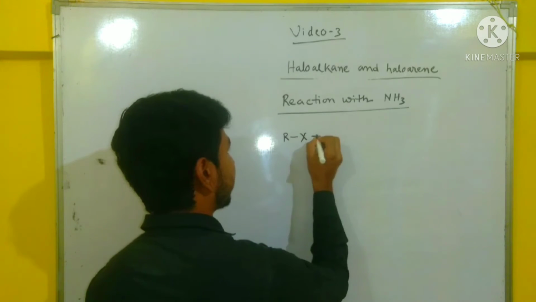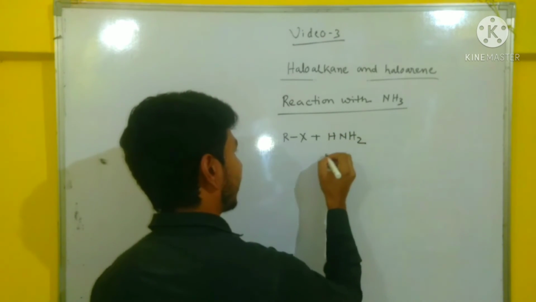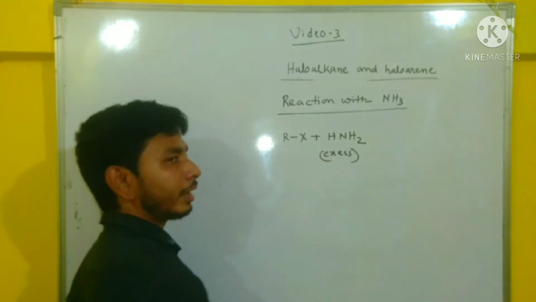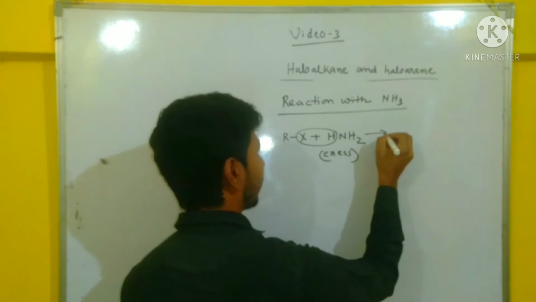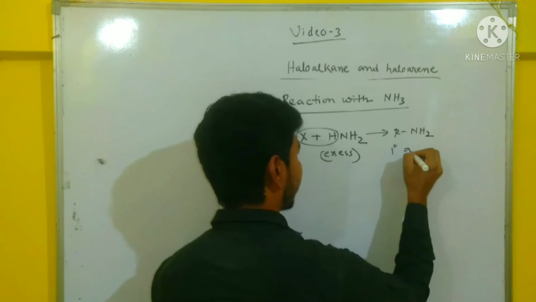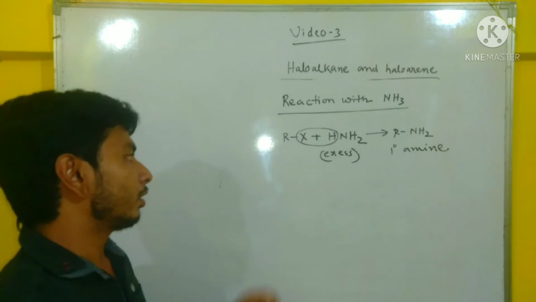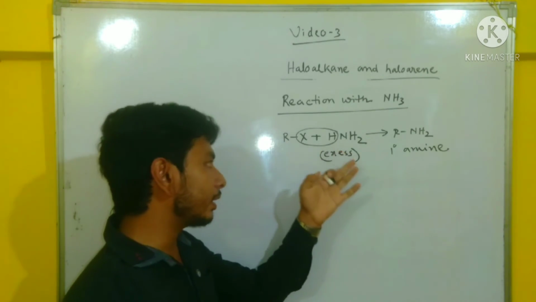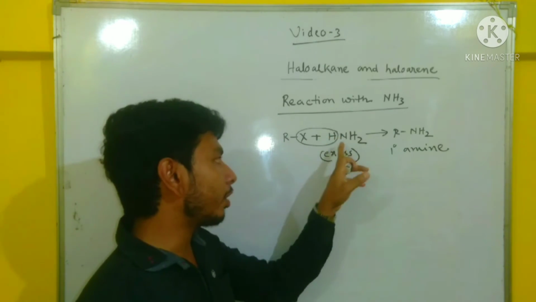So RX plus NH3, ammonia in excess. If ammonia is taken in excess, HX is removed, so we are getting RNH2, that is 1 degree amine. So here alkyl halide is not present in excess. In this reaction, alkyl halide is limited and ammonia is in excess.